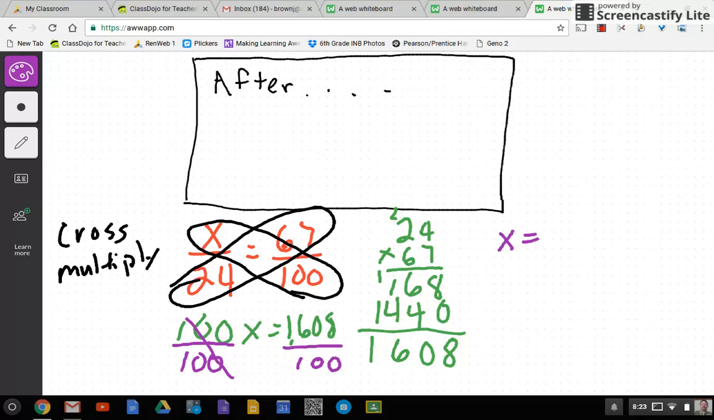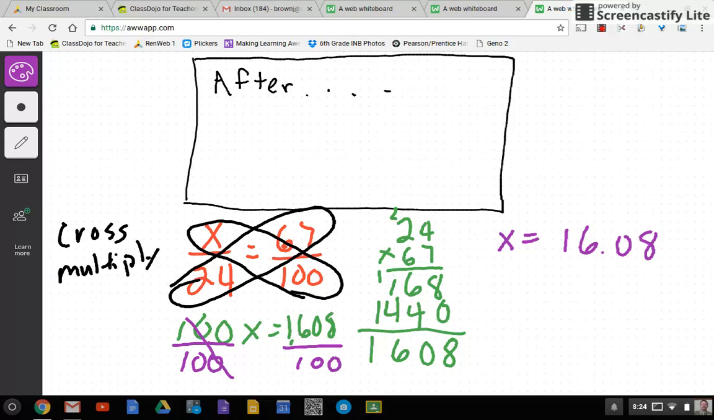Now I have to do 1,608 divided by 100. Now I know from my past experience that when I divide by 100, I just move the decimal 2 spaces to the left. So I should get 16.08. So I'm going to write down 16.08.